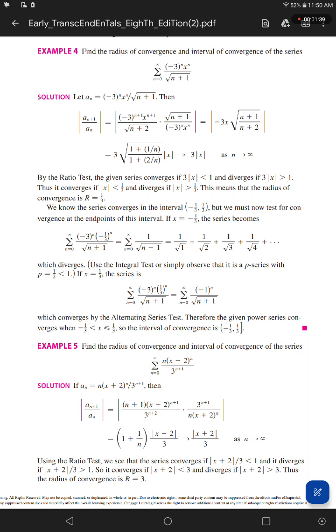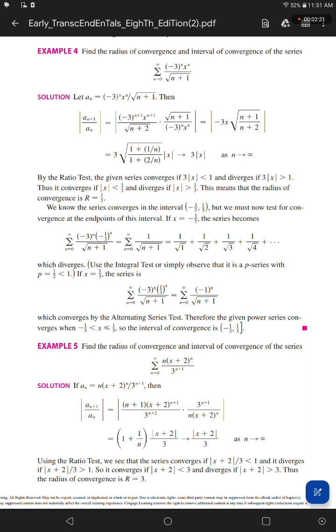over n plus 2 equals 3 times the square root of (1 plus 1/n) over (1 plus 2/n) times the absolute value of x, which approaches 3 times the absolute value of x as n approaches infinity. By the ratio test, the given series converges if 3 times the absolute value of x is less than 1 and diverges if 3 times the absolute value of x is greater than 1.